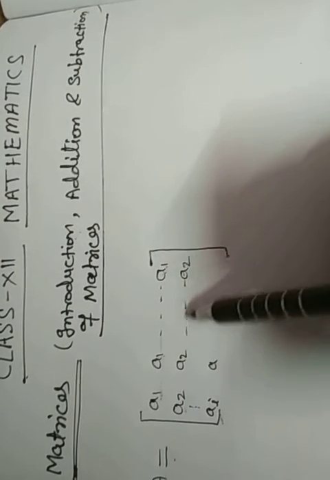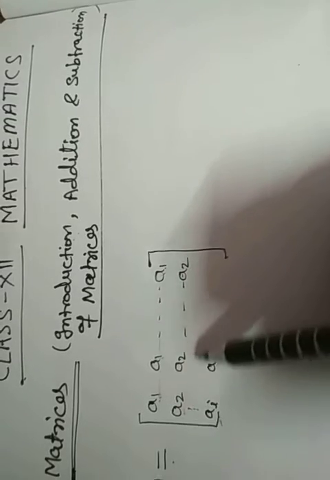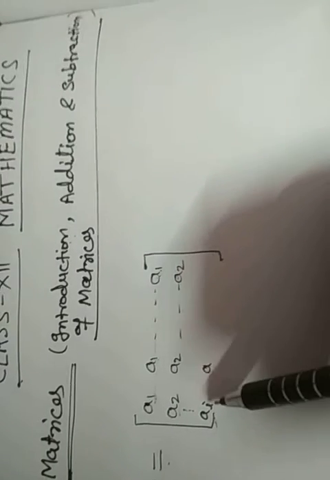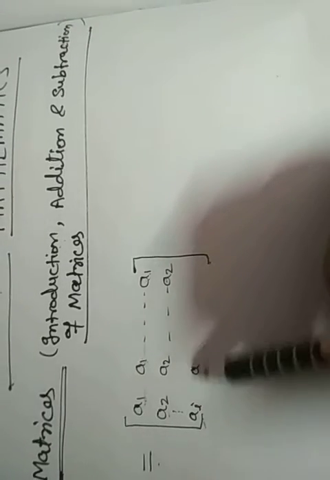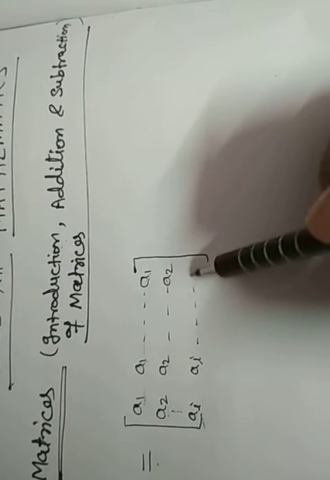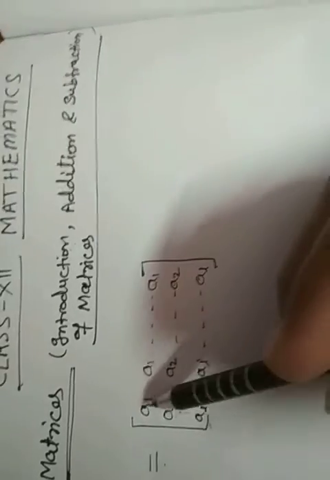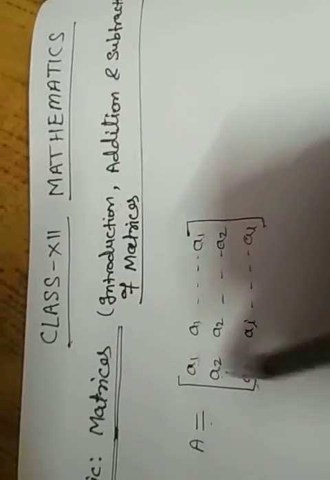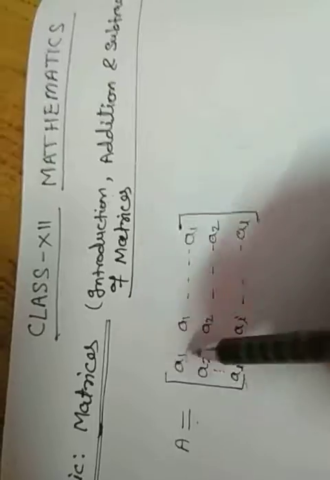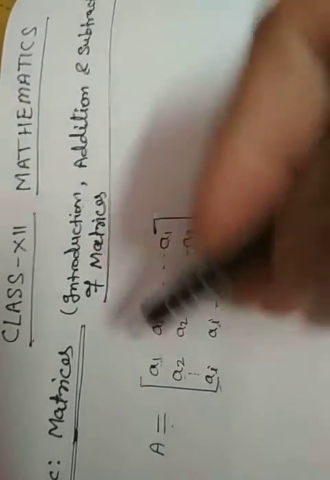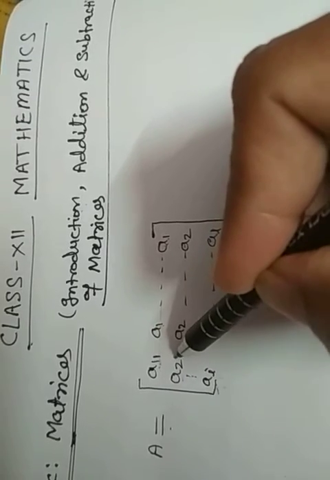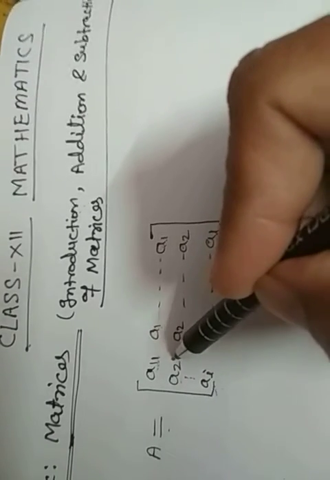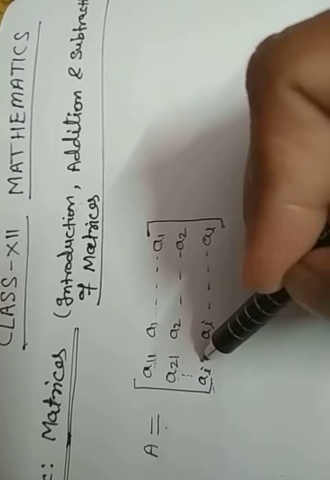Elements written in the second horizontal line, that is the second row. Written in the third horizontal line, that is the third row. Written in any ith horizontal line, that is the ith row. And the elements written in a vertical line are a column. The first vertical line is the first column. So we are writing first row, then first column; second row, then first column; ith row, then first column.